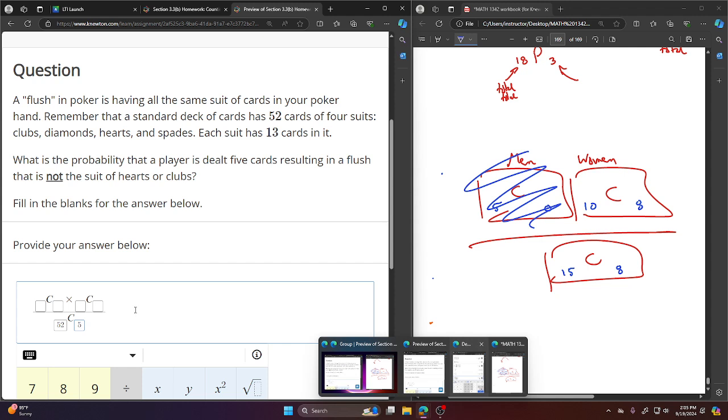Okay, so this one here is going to be the suits, and this one's going to be the cards within the suit. There are 4 different suits in the deck. How many can I actually use? It says I'm not able to do hearts or clubs, so 2 different suits. I'm selecting 2 different suits out of the 4 suits. Then within that suit, there are 13 cards per suit. How many of those 13 cards should I be holding? All 5, because it's a flush. It has all the same suit, so 5.